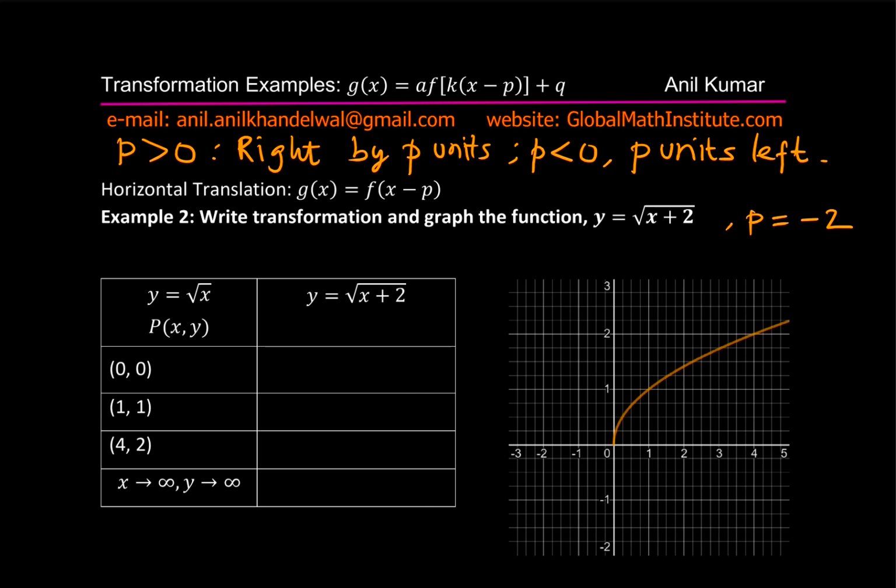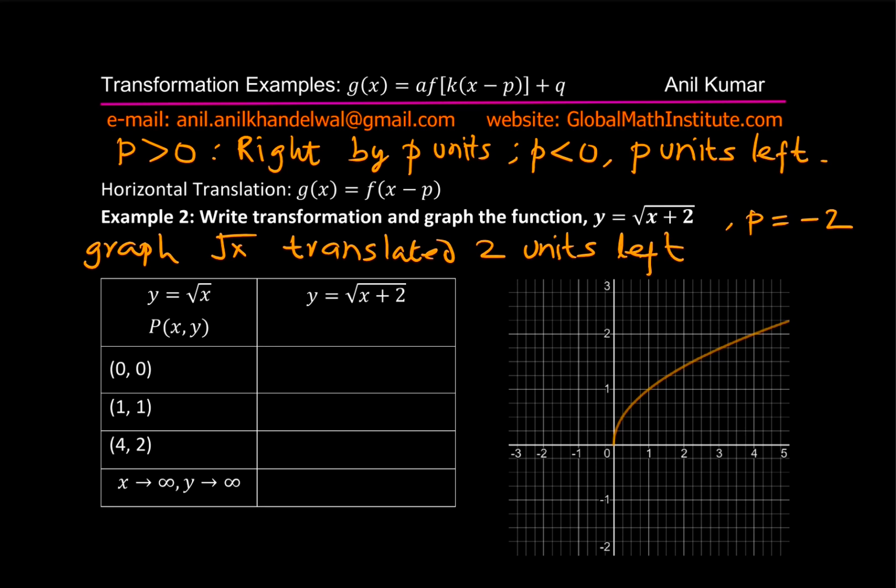That means that the graph of square root of x is translated 2 units left. Clear? Now, when that happens, every key point P, which is (x, y), has its x value become 2 less. So the transformation will result in image point P dash, which will be (x minus 2, y). Y values will remain the same.